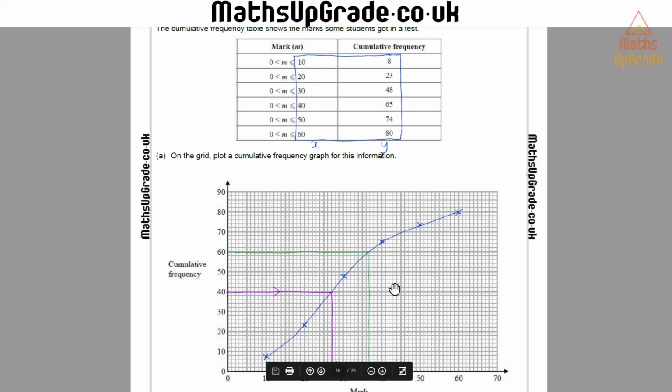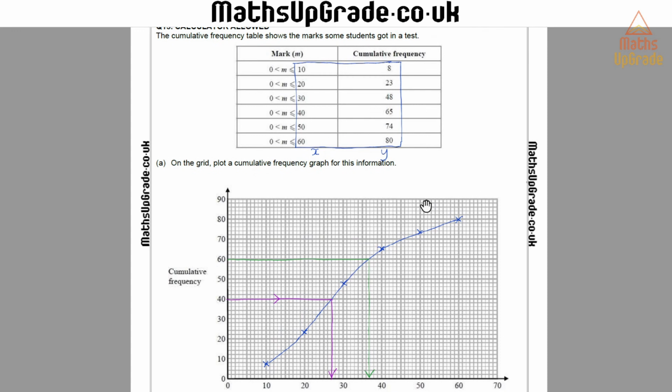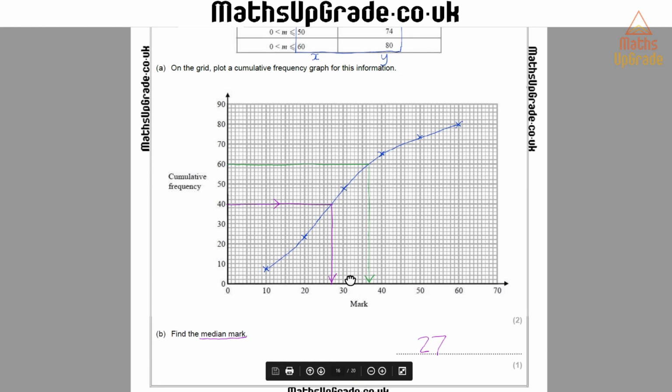In part B, I need to find the median mark. The median mark is given from the 50% value. The 50% value, since I know that there's 80 people altogether that took the test, the middle value is going to be the 40th value. So if I go across from 40 on the y-axis until I reach my curve and read off the value here, I'll get 27 marks. So that is the median there, 27.